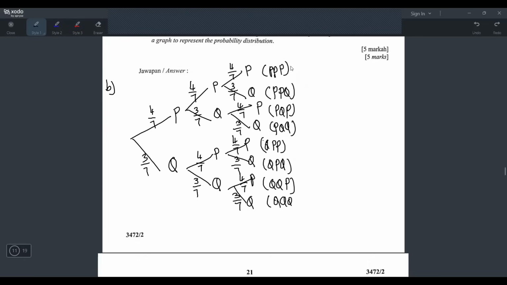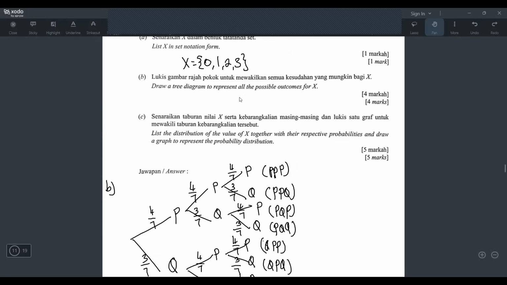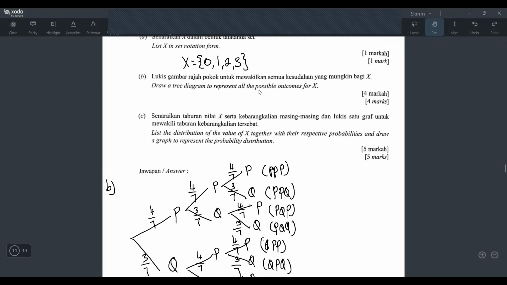Then what if I take all the probabilities and add them all together? You will get one. Total probability is always one. Okay, so I think I am already done. 4 marks for this, right? They just ask us to draw only. So draw a tree diagram. So that's the answer.